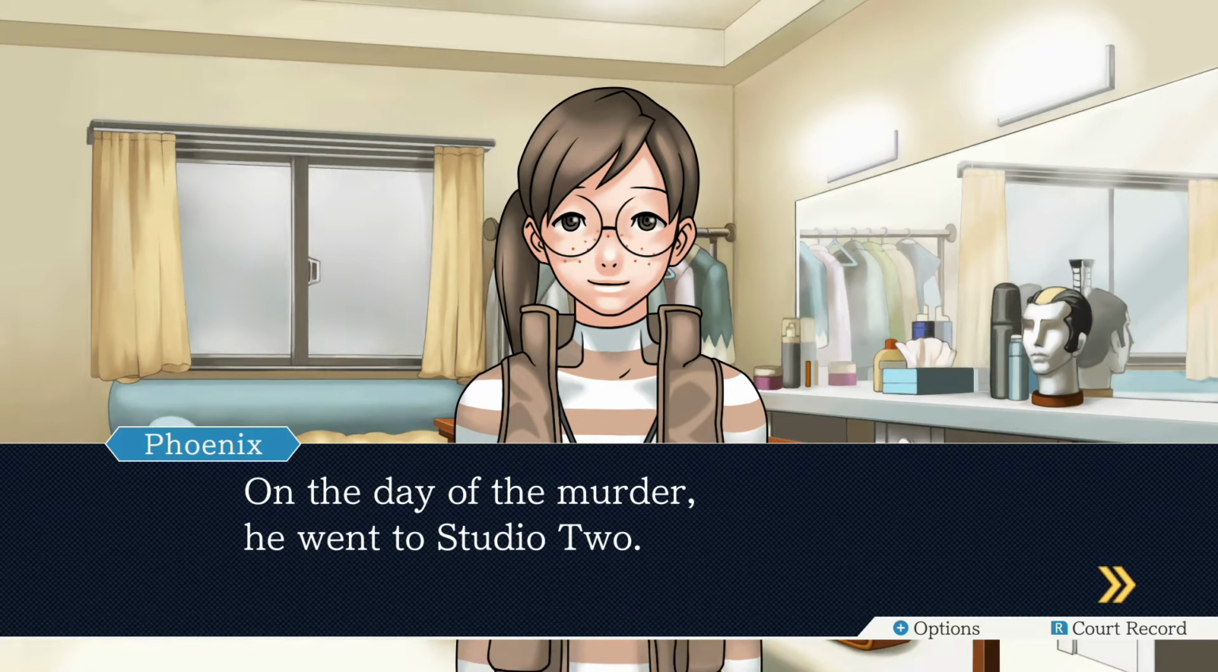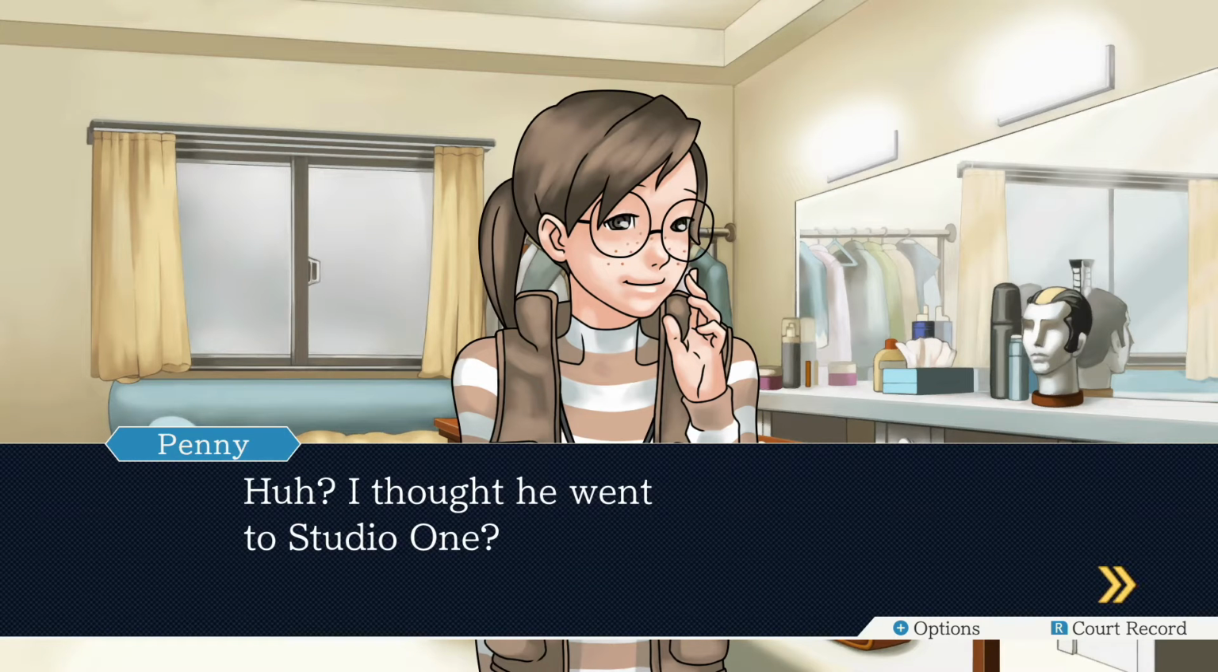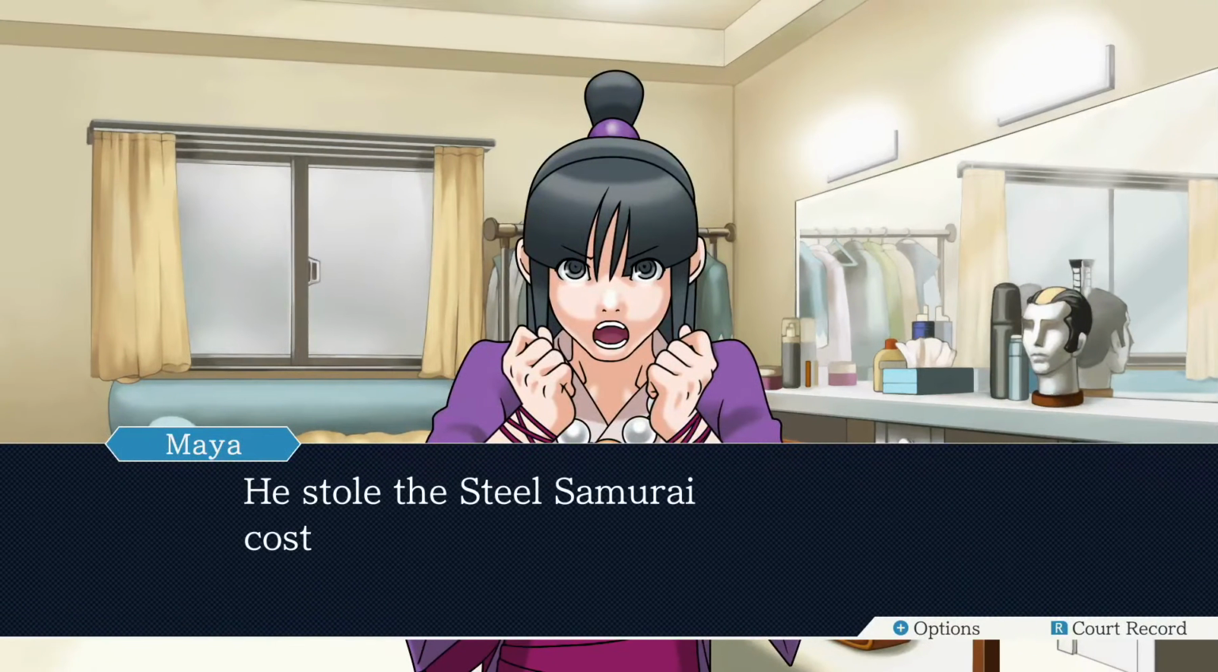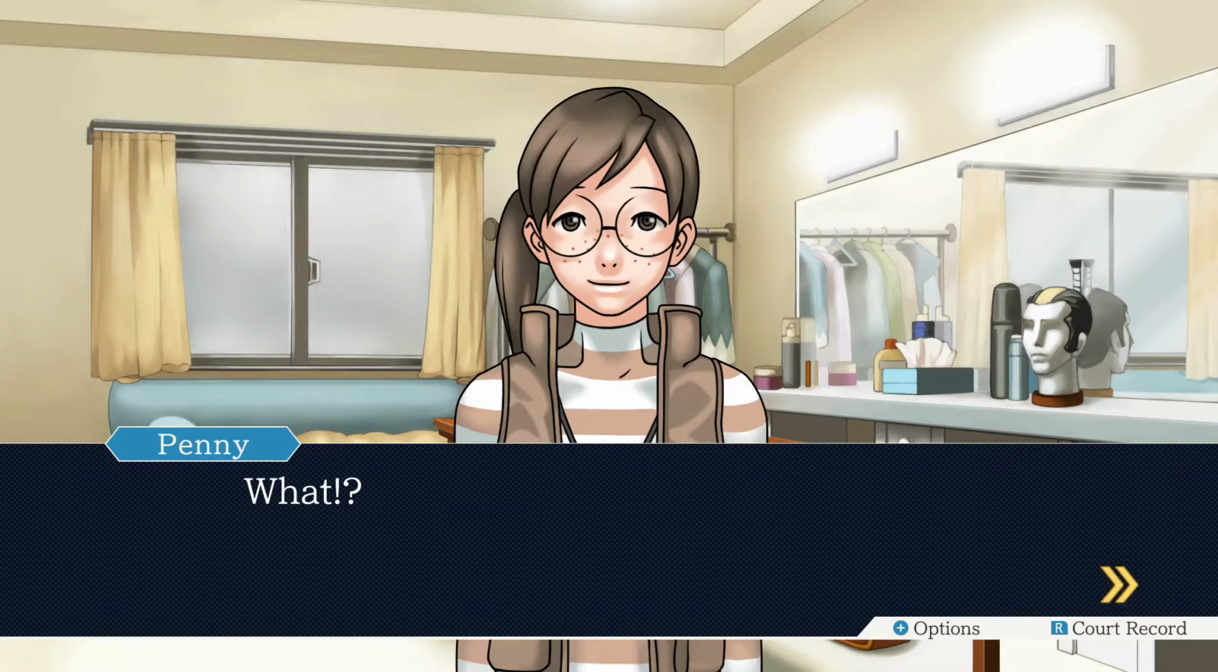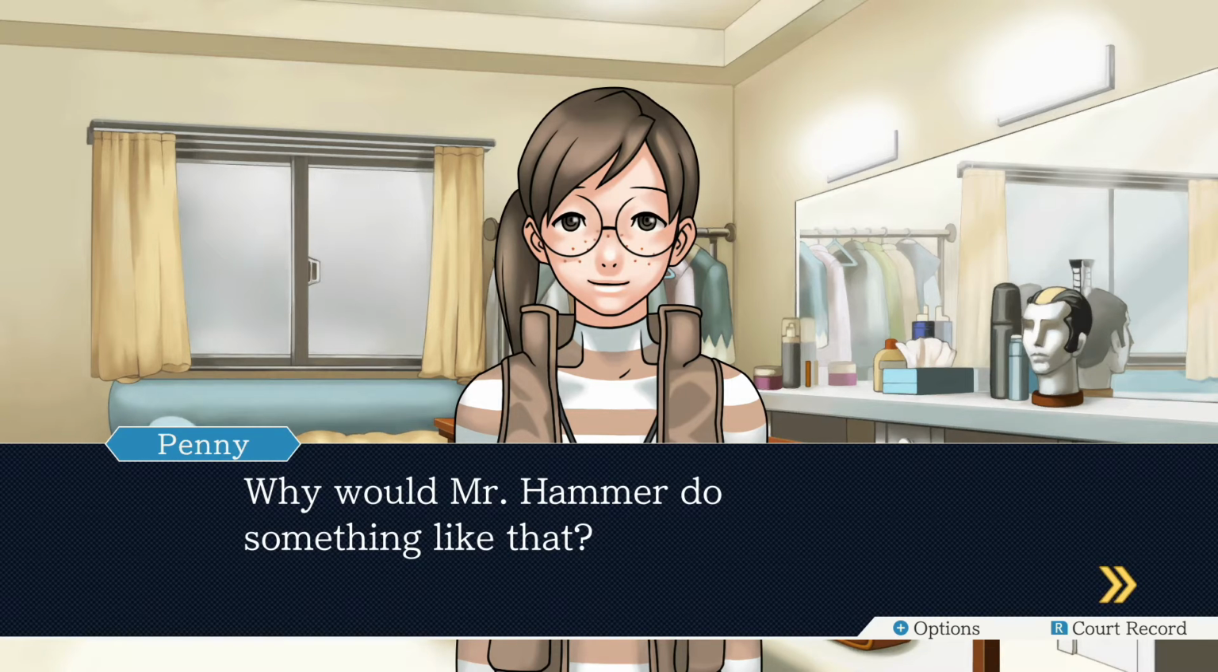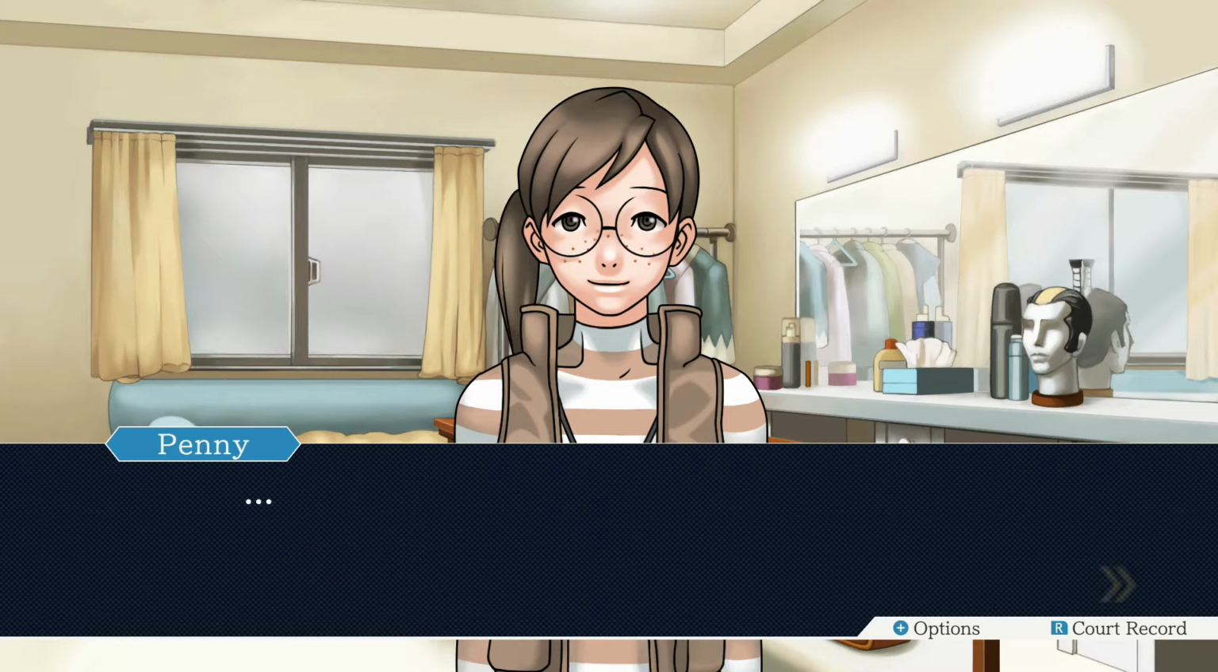On the day of the murder, he went to Studio 2, yeah? Huh? I thought he went to Studio 1. Oh. Ah, he stole the Steel Samurai costume too! Hold on. I have something in my eye. Okay, there we go. I can kind of see now. Look how shocked she is. Why would Mr. Hammer do something like that?